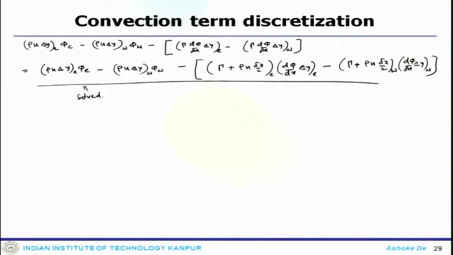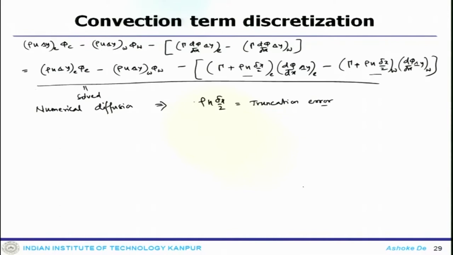Now, in this solved equation, we have an added component like this much at the east face and this much at the west face, which essentially acts like a numerical diffusion, rho u del x by 2. One can think of that as the truncation error which is known to be there.